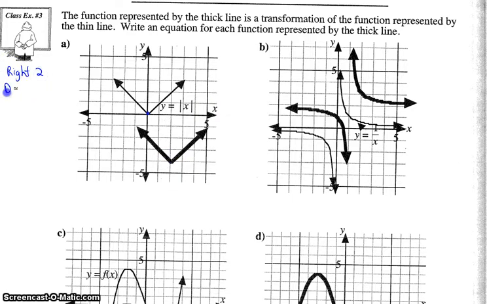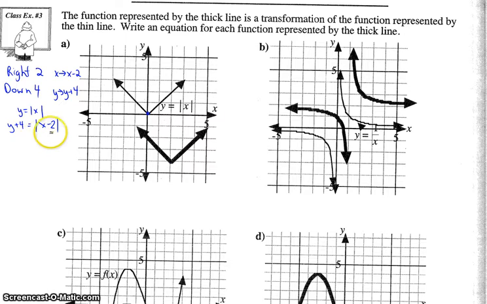Okay, so the replacements for each of those would be, right 2 would be x is replaced with x minus 2, and y for down 4 would be replaced with y plus 4. Okay, so let's take our equation, y equals the absolute value of x, and do those replacements. In for y, y plus 4, in for x, x minus 2, and that would be fine as an answer.